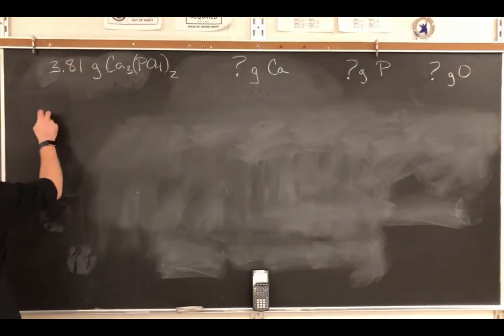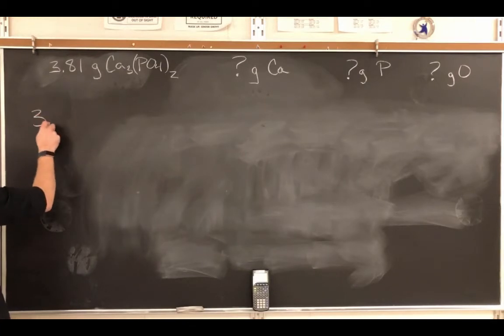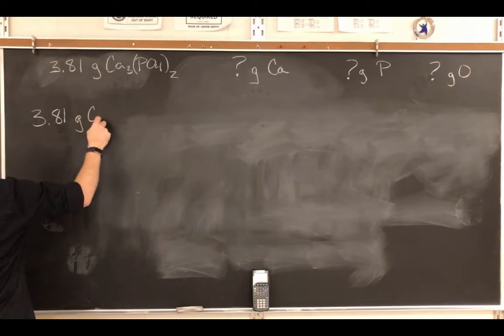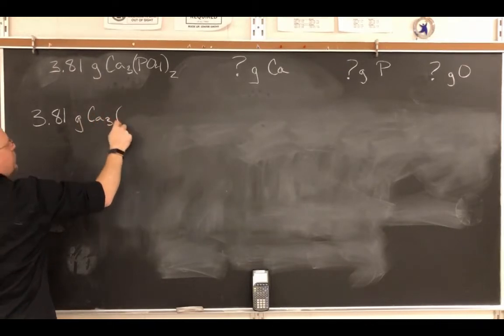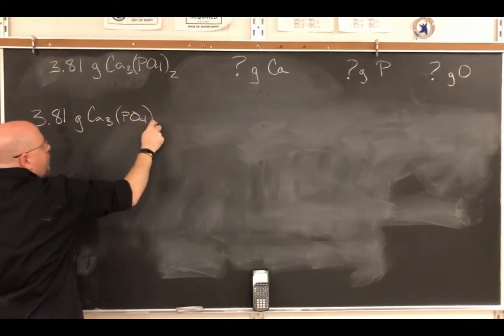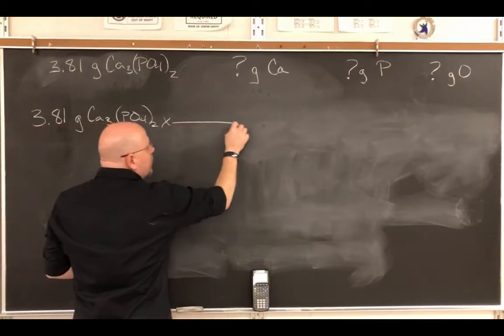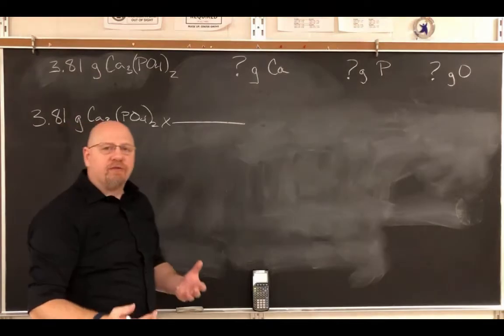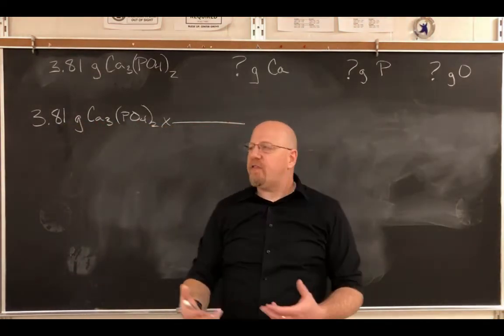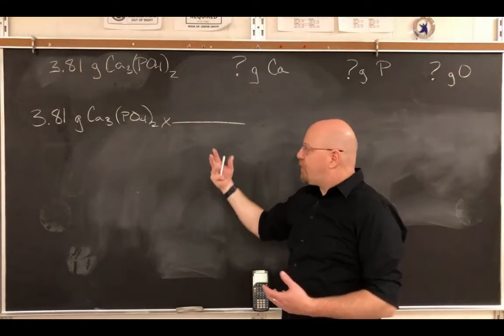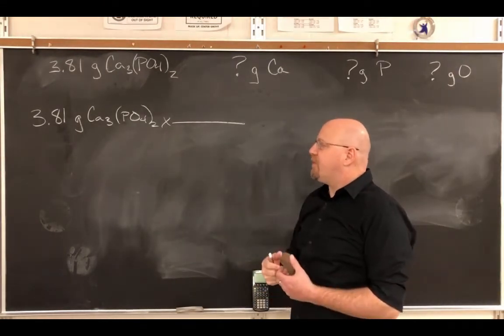So we'll start off with the amount given. This is how we start off all of our conversions. So we've got 3.81 grams of calcium phosphate. The unit of grams for us in chemistry is useful for measuring things out, but in terms of conversions, it's not a great unit. So our first conversion is to get this grams of calcium phosphate into moles.